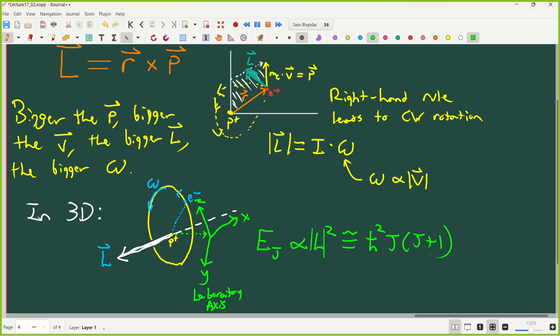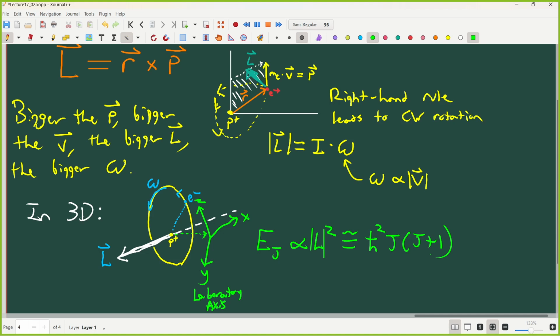So our total angular momentum has some relationship to energy. Remember that the kinetic energy is proportional to L squared over 2I. So the energy is proportional to how long the angular momentum is. So we can measure that. We just spin it up. And what it says is that the angular momentum, the total angular momentum of our object, is quantized.